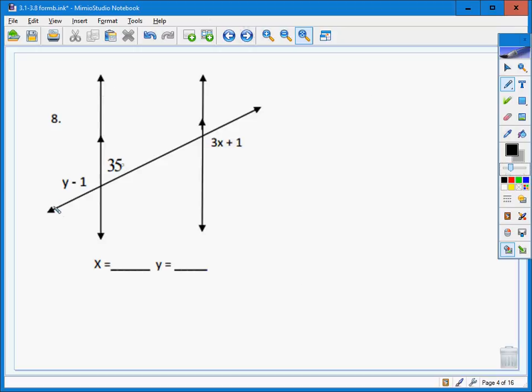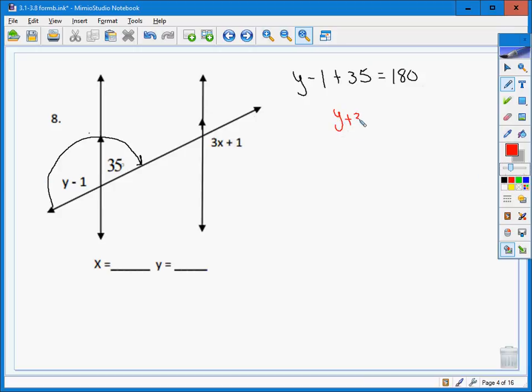In this problem, they asked me to find x and y, and they've shown that these two lines are parallel. I do know this though, y minus 1 plus 35 has to be equal to 180 degrees. Nothing to do with parallel lines. This is a linear pair.